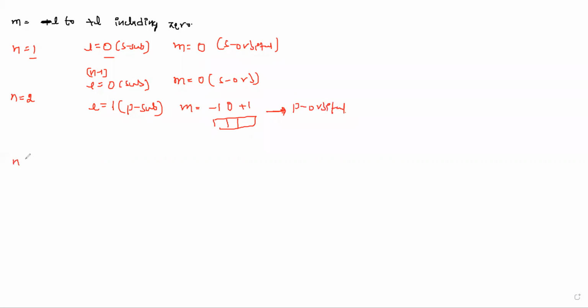For example, if n is equal to 4, how many maximum L values? L takes 4 values: L is equal to 0, 1, 2, and 3. If L is equal to 0, the m value is also 0 only, and that is the S orbital. Obviously, these are the S subshell, P subshell, D subshell, and F subshell.